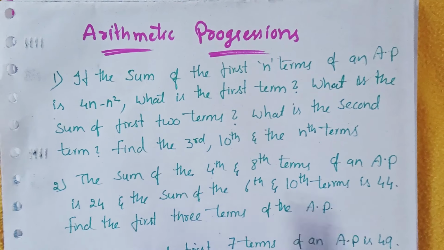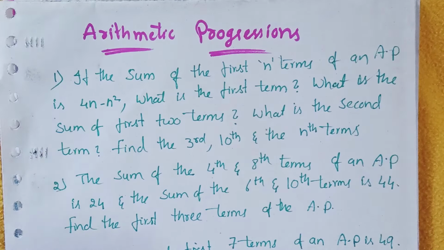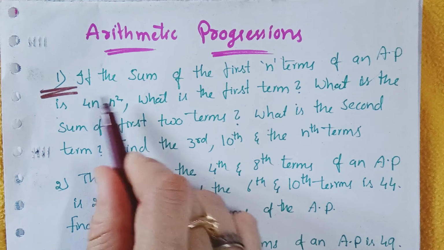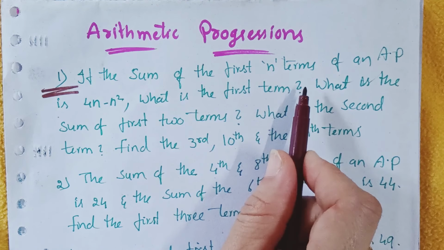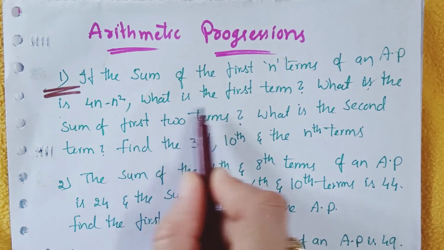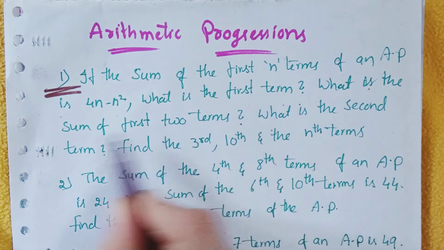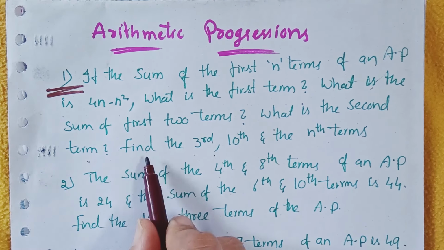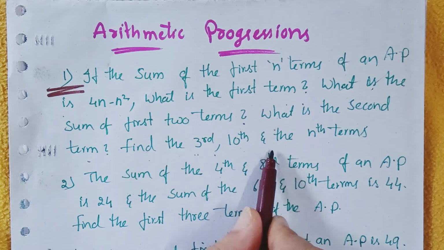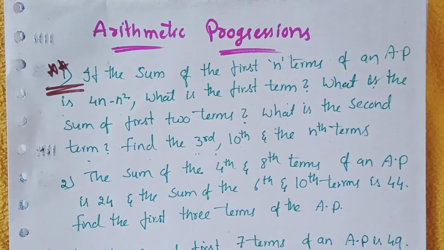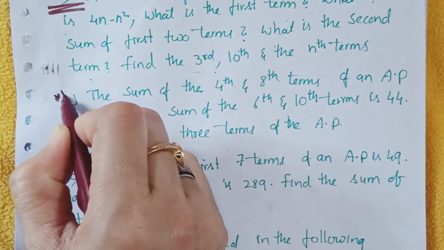Okay guys, so here we are going to see 4 important questions. So first question is, if the sum of first n terms of an AP is 4n minus n square, what is the first term? What is the sum of first two terms? What is the second term? Find the third, 10th and the nth term. Very important. Next, second one is also very important, guys.